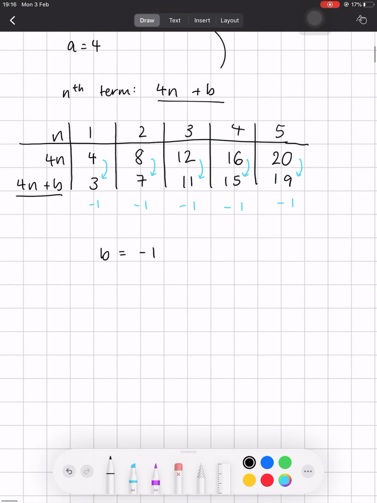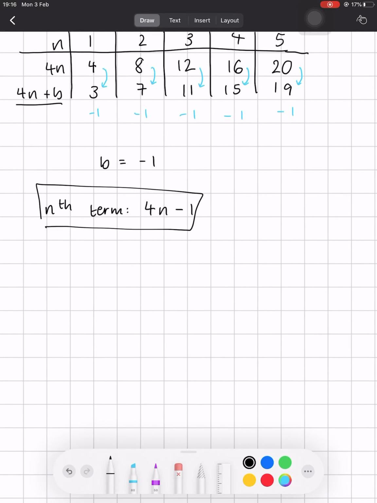So therefore, our nth term will be 4n. And because instead of putting plus b, we're going to put b, which is minus 1. So it'd be plus minus 1, but that's the same as saying minus 1. So this will be our nth term.